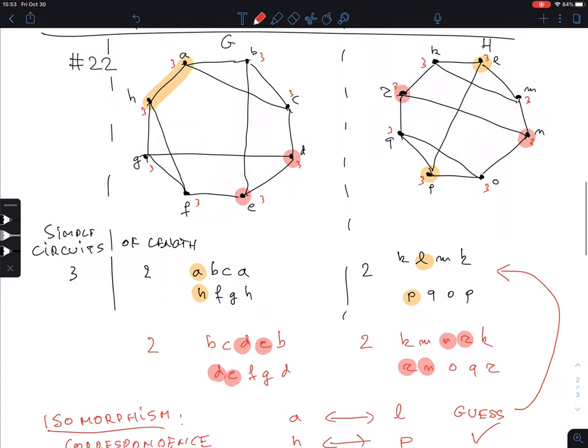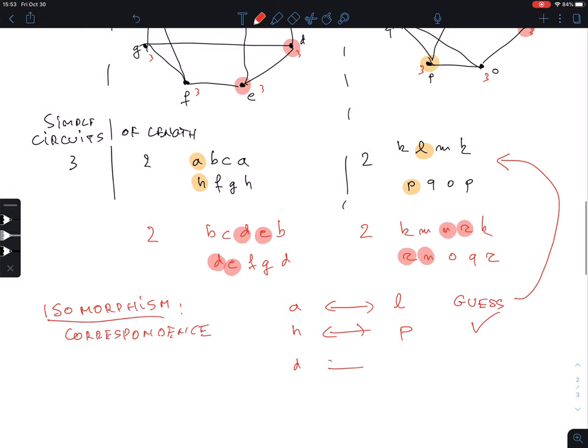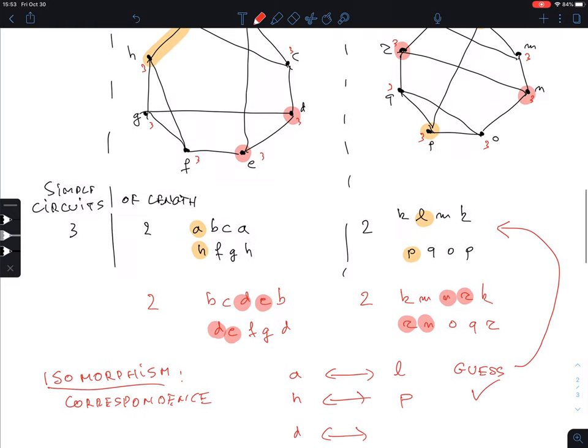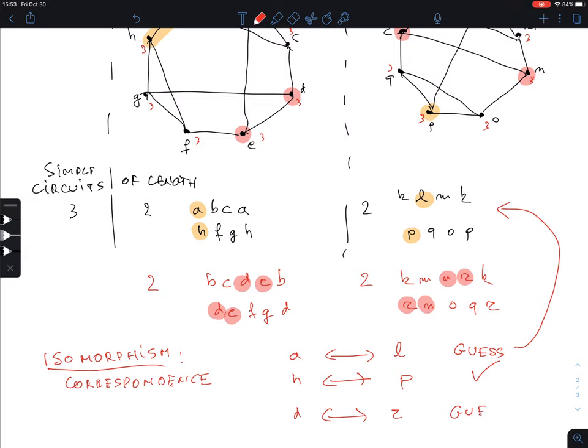And now the same reasoning I can apply to D and E. Again, things are symmetric, so I don't think it matters. So if I send D to, let's say, R, this is a guess, this time based on the fact that the two vertices colored red on both sides are those lying on circuits of length 4. There are only two circuits of length 4, and these are the two that lie on both of these. So D goes to R, and therefore E goes to N.